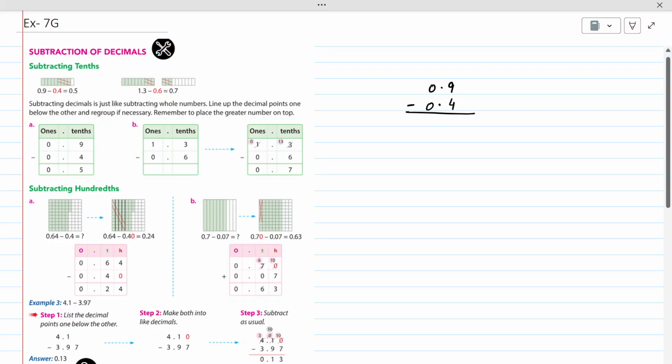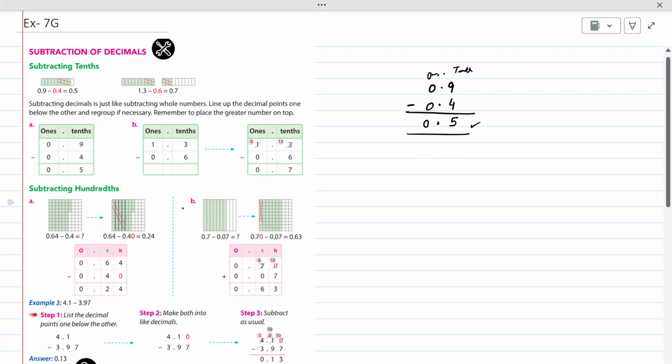This is the ones place, we have 0, this is the decimal point, and this is the tenths place. Now 9 minus 4 will give us 5. Decimal as is, 0 minus 0 is 0 again. So the answer will be 0.5. Okay, and in a similar way we can do other questions also.